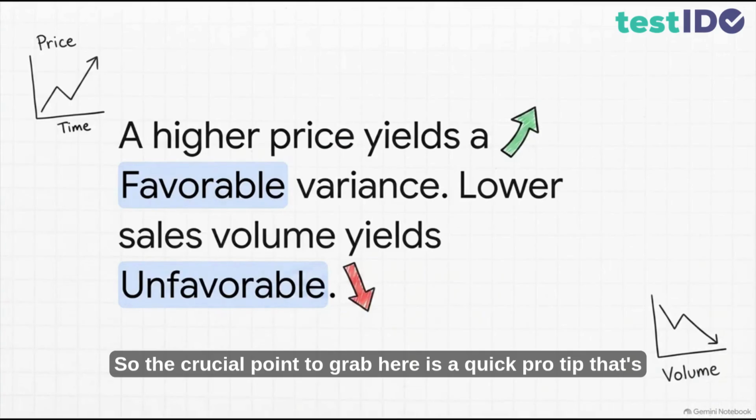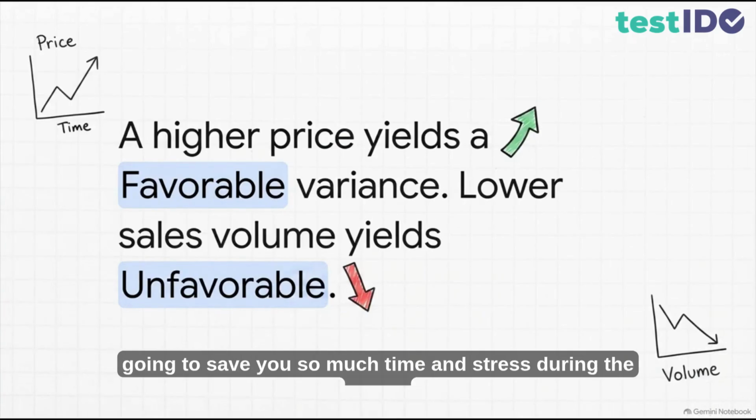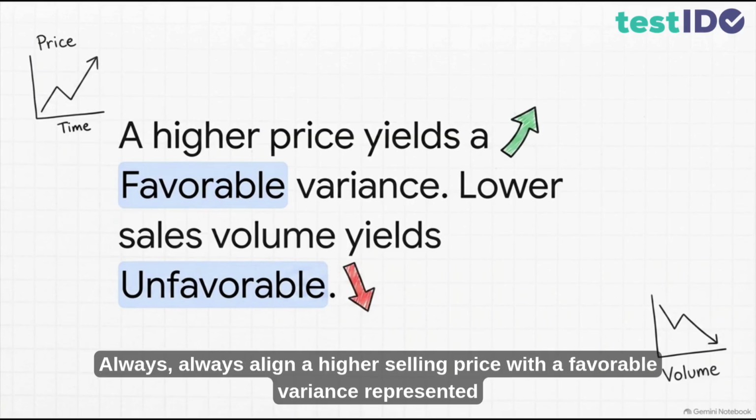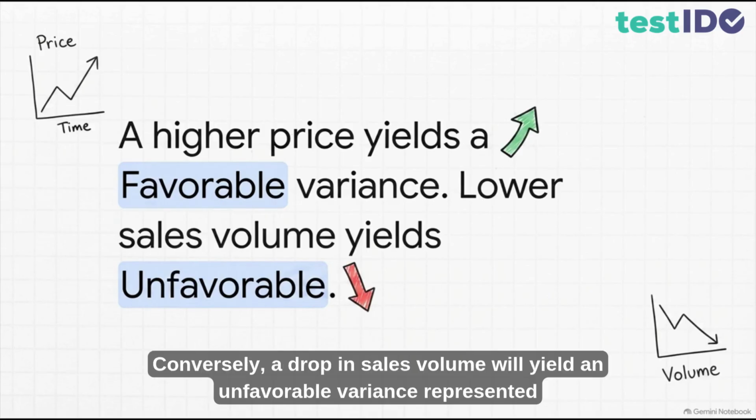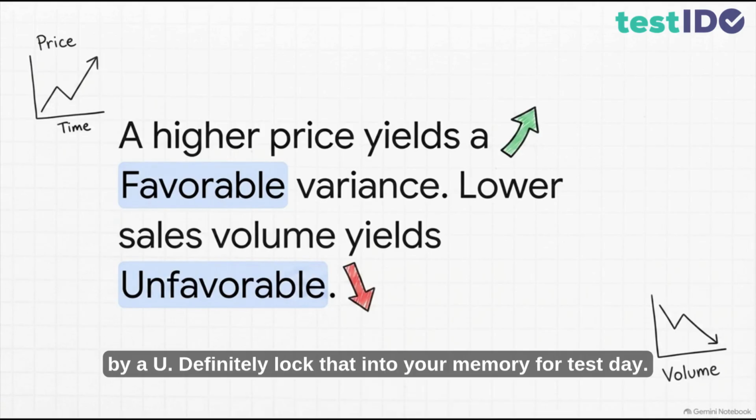So the crucial point to grab here is a quick pro tip that's going to save you so much time and stress during the exam. Always, always align a higher selling price with a favorable variance, represented by an F. Make sense? Conversely, a drop in sales volume will yield an unfavorable variance, represented by a U. Definitely lock that into your memory for test day.